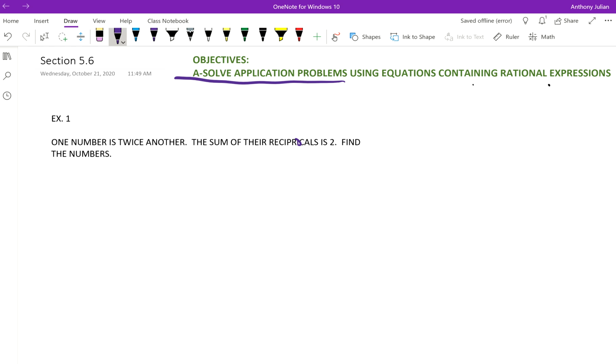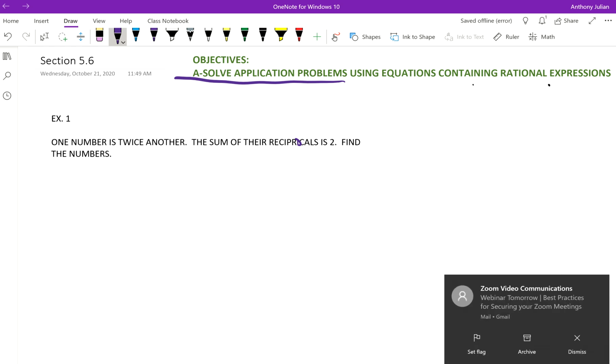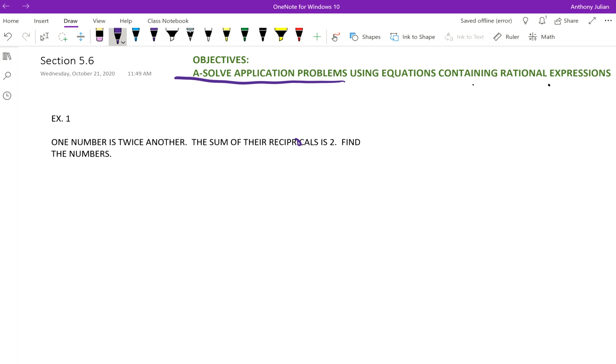One number is twice another. The sum of their reciprocals is 2. Find the numbers. Okay, so we've got one number, x, is twice another, so that's 2x. That's what they mean by that. The sum of their reciprocals is 2, so I've got to take the reciprocals of x. The sum of them means to add them: the reciprocal of x and of 2x.